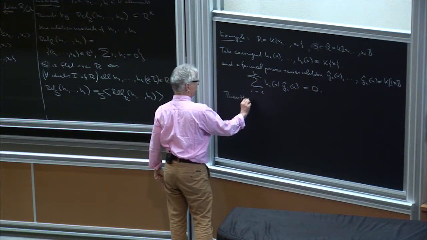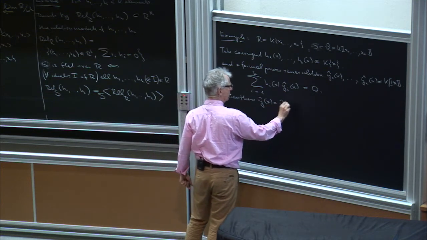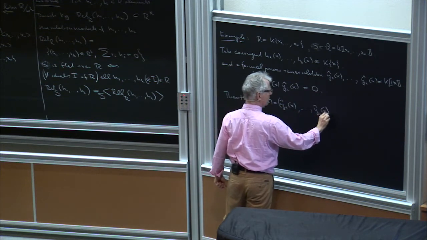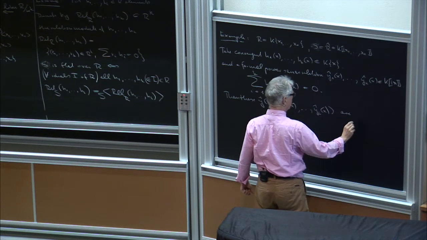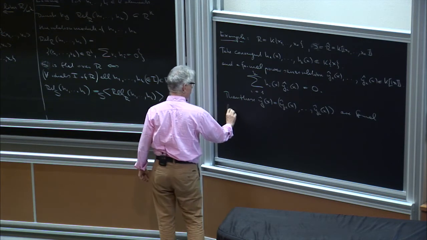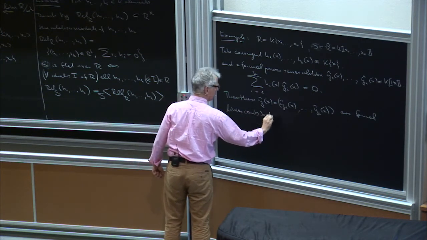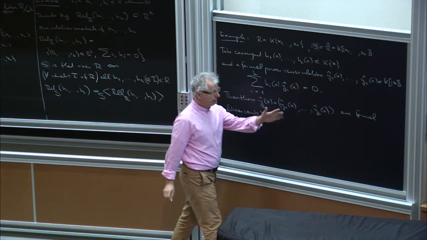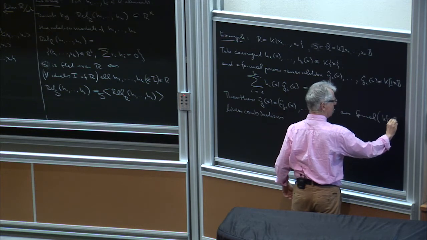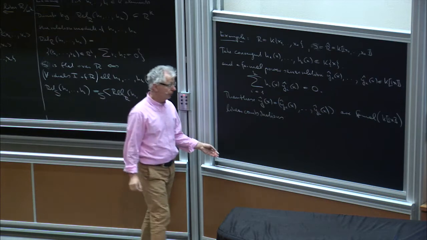Then these y hat of x, y1 of x, ..., yk of x are formal linear combinations. By formal, I mean over k[[x]]. Linear combinations of convergent relations.